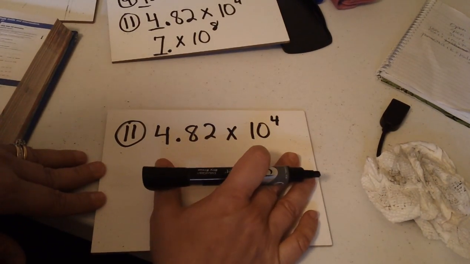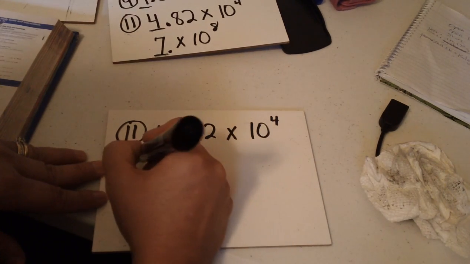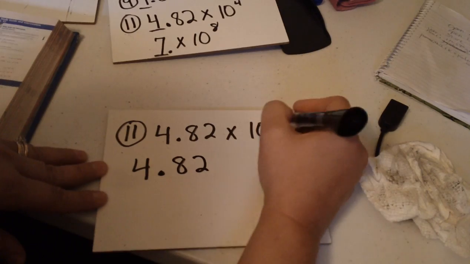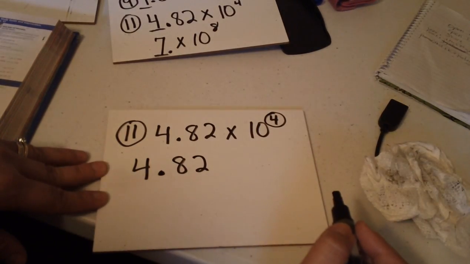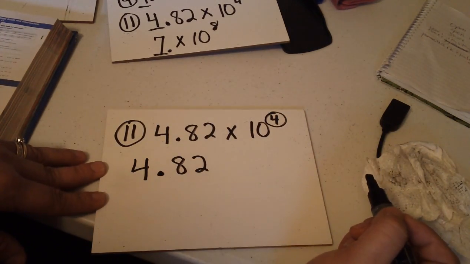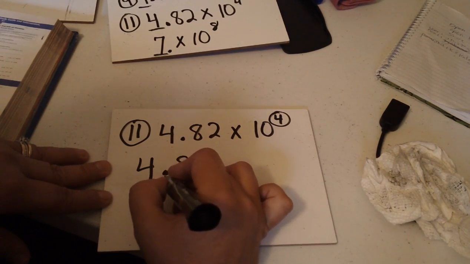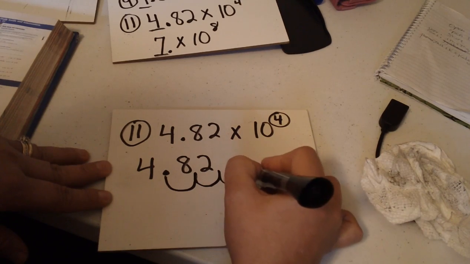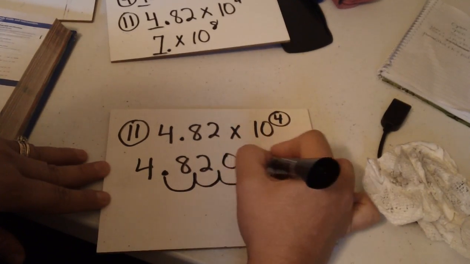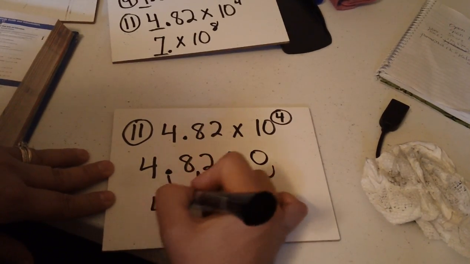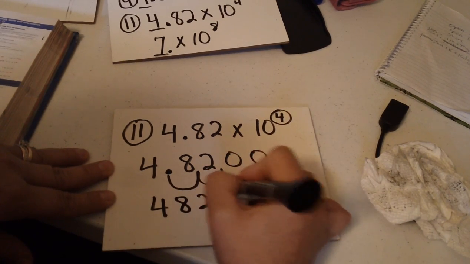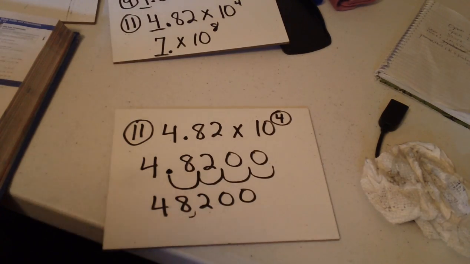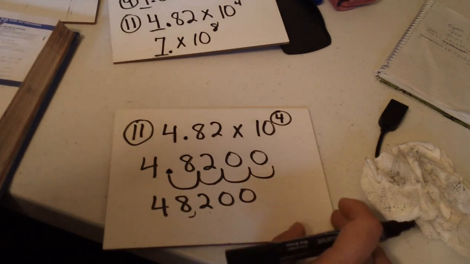Okay, so let's go back to this one. We're going to change this scientific notation into standard form. So if I have 4.82 and I'm going to move it 4 places and it's a positive exponent, because it's positive, I know I've got to go this direction. 1, 2, 3, 4. So I add 2 zeros and I get 48,200, and always put your commas. That helps your teacher grade. And there you go.